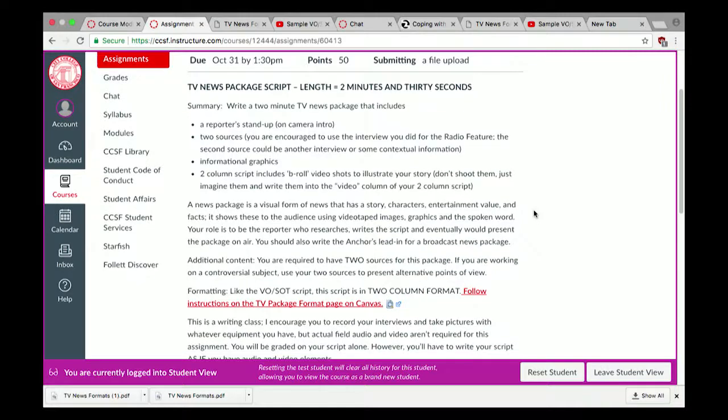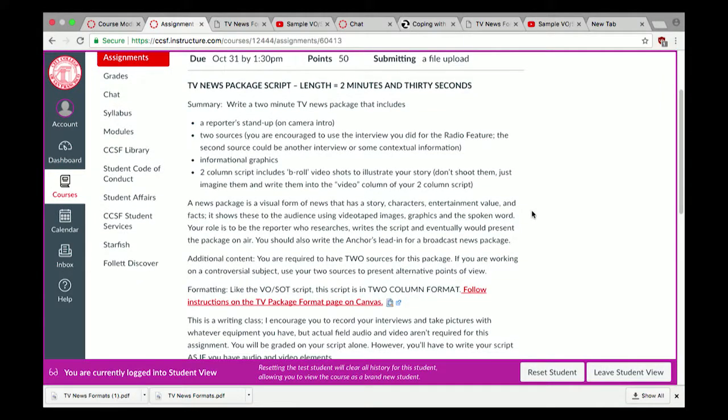So this is supposed to be a package, 2.5 minutes, so it's not as long as the one that we saw. In the package, two weeks from now, and we'll talk about this again next week, you'll have a stand-up, you'll have graphics, you'll have a two-column script. Just the second source is what I want you to think about now. Is it somebody else who's going to talk on camera, or is it going to be some other information that you can put into the VO sections? It all depends on your story.